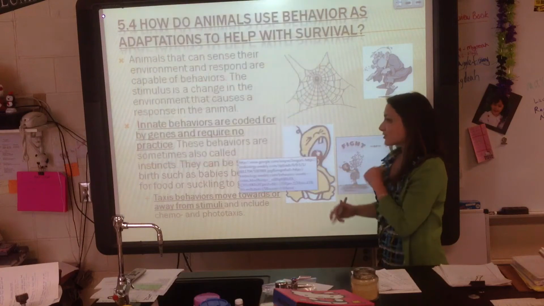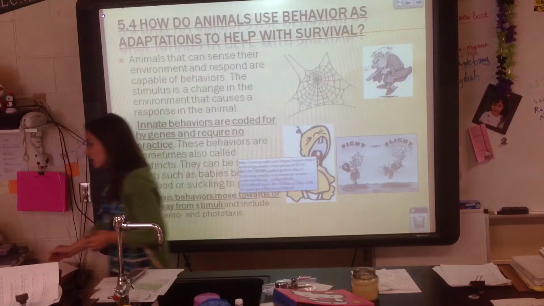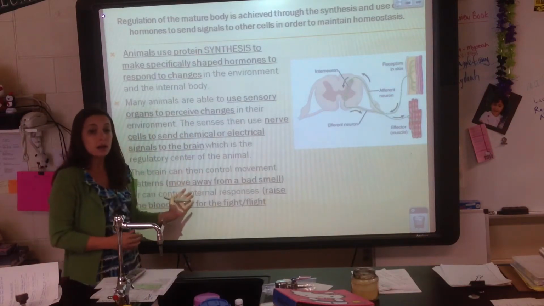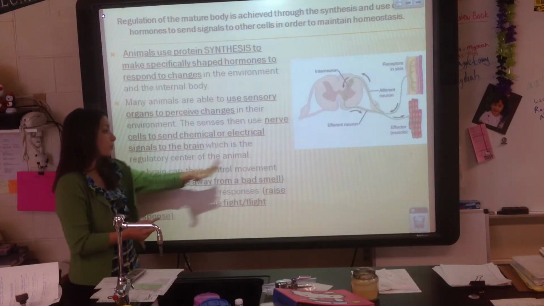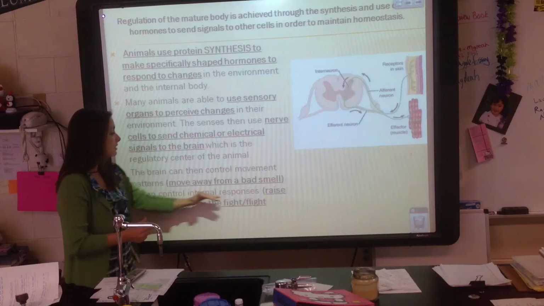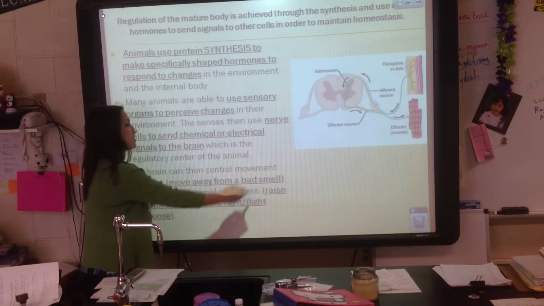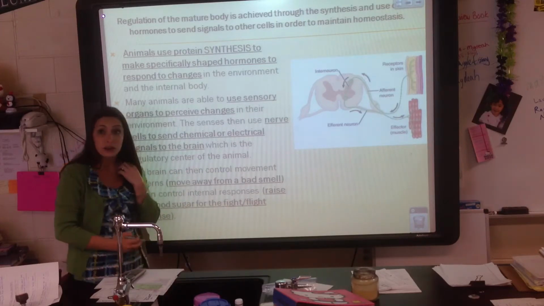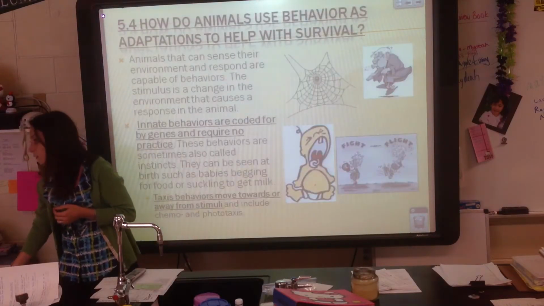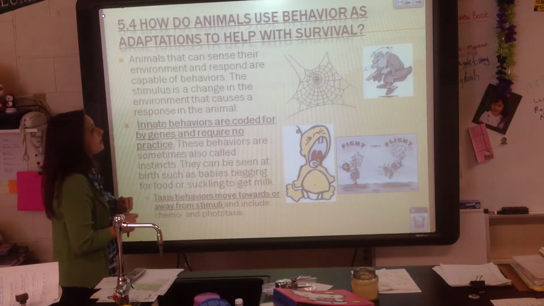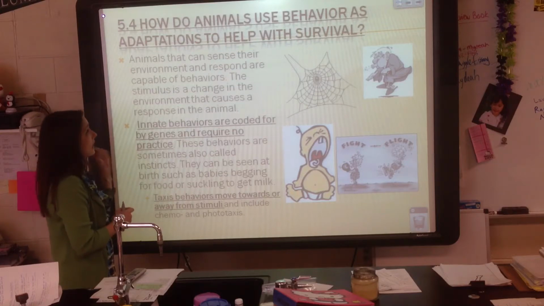Now, we actually just spent some time talking about how animals control their body, and that they can control their movement or they can control an internal response. And so we're going to be talking about how these are called behaviors. A behavior is going to be a response to a stimulus. So animals that can sense their environment and respond are capable of behaviors.